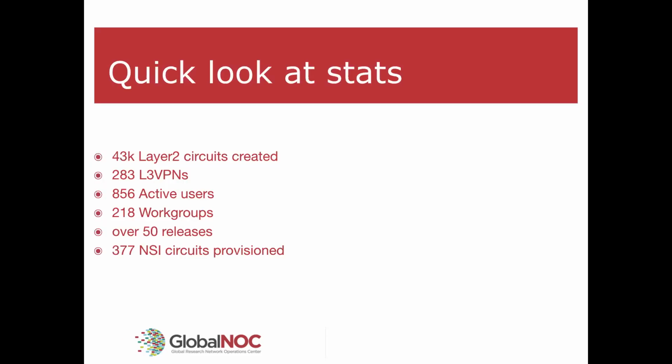So just a really quick look at where we are today. This is for Internet2 AL2S. Just a quick look at the stats here. We've had 43,000 layer 2 circuits created, 283 L3 VPNs, 856 active users, 218 different work groups, over 50 OESS releases, and 377 NSI circuits provisioned. So I hear a lot of times that we lack NSI support, but really we do have it.